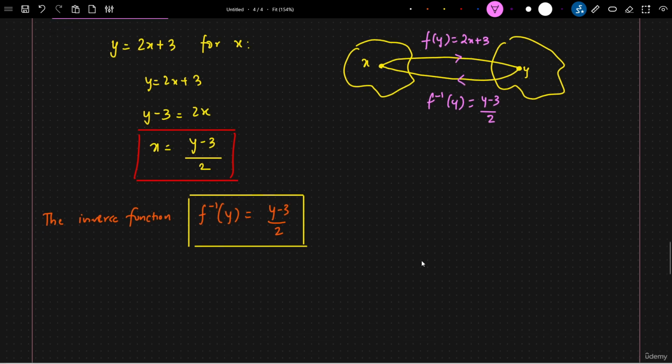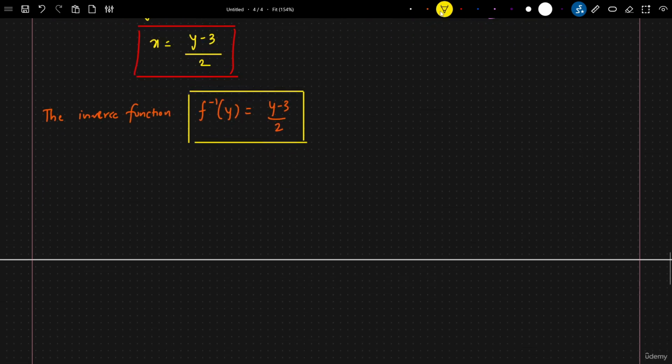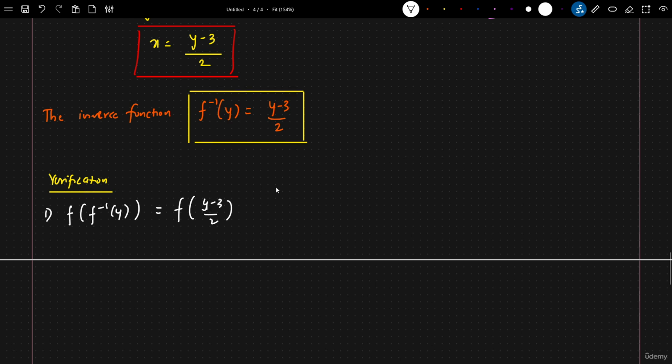And if you really want to verify it, I will also try to prove it by some verification. Verification basically means, how do I verify this? See this, it is very simple. I will first apply the f inverse function on y. If I apply this, I should be getting an element in x. And if I apply the function back again, I should be getting the element of y. So what is f inverse of y? It is nothing but (y minus 3) by 2.